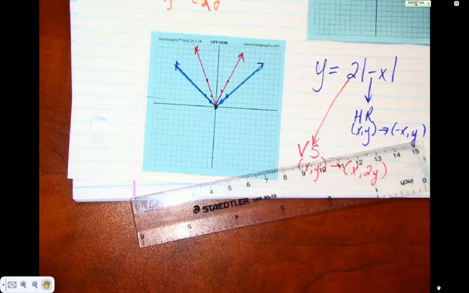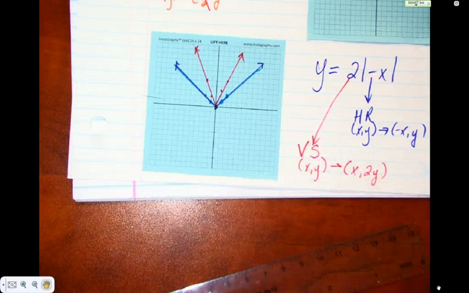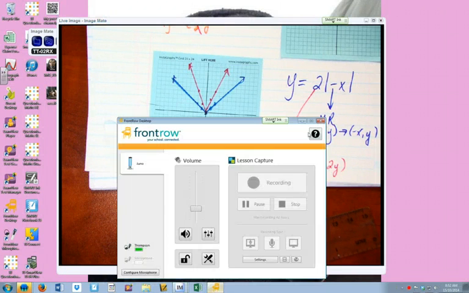Okay, stop and ask yourself, did we do a vertical stretch? Did we grab the top of this absolute value and yank it upwards? There we go. Questions?